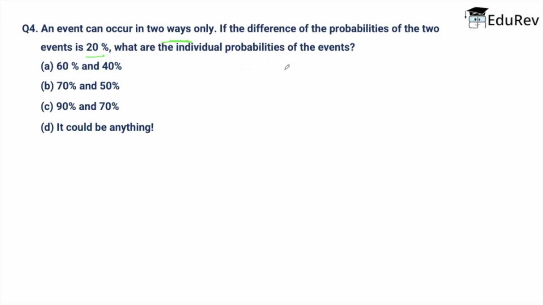Now, let's say that the probabilities are A and B. So, the sum of 2 probabilities has to be 1, that is, 1 can be equated to 100%. That is what I am saying, A plus B has to be equal to 1. Let this be equation 1.